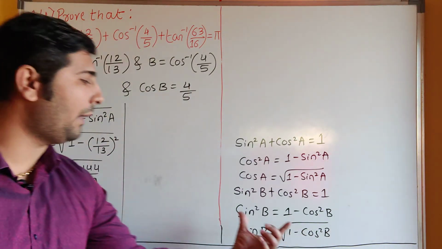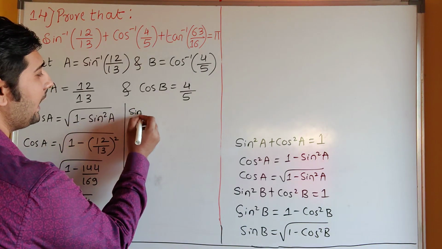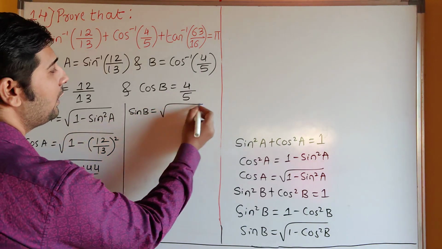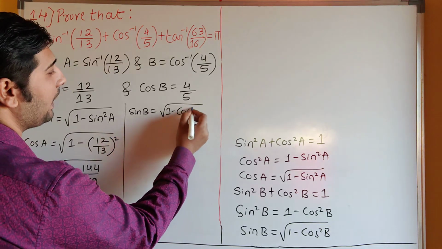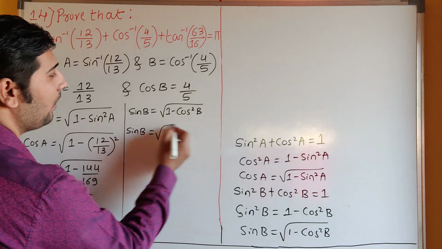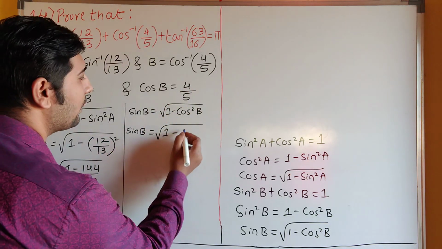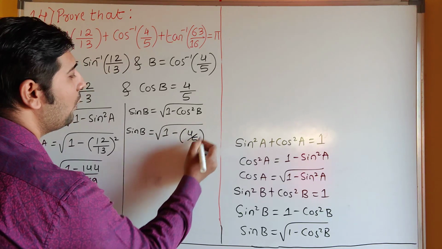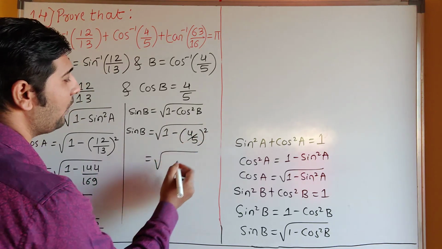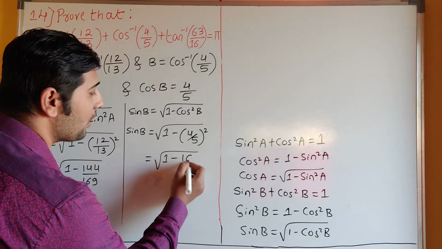Clear? So now I will use this formula here. So sin B is equal to how much will we get? We will see. Sin B is equal to square root of 1 minus cos square B. Now cos B value you know. Cos B is how much? 4 by 5. You substitute here 4 by 5 whole square. 4 by 5 whole square means what? 4 square is 16. Square belongs to both.